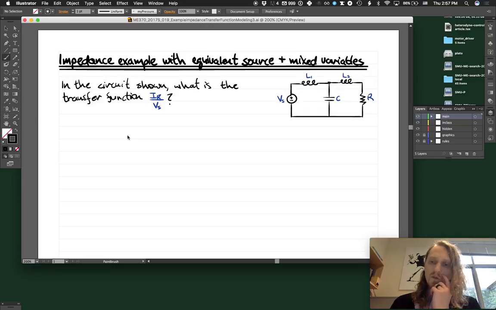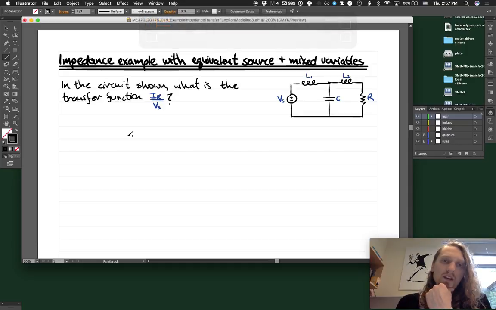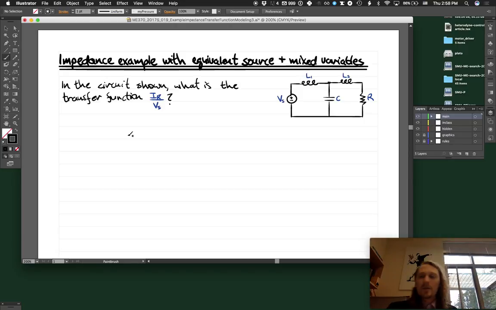Okay, so this lecture is another example of how to use an impedance method for finding a transfer function. And in this one, we're going to use a couple tricks that I haven't shown you in tandem yet, so I want to show you them. This is very similar to one of your homework problems, but it's tweaked.